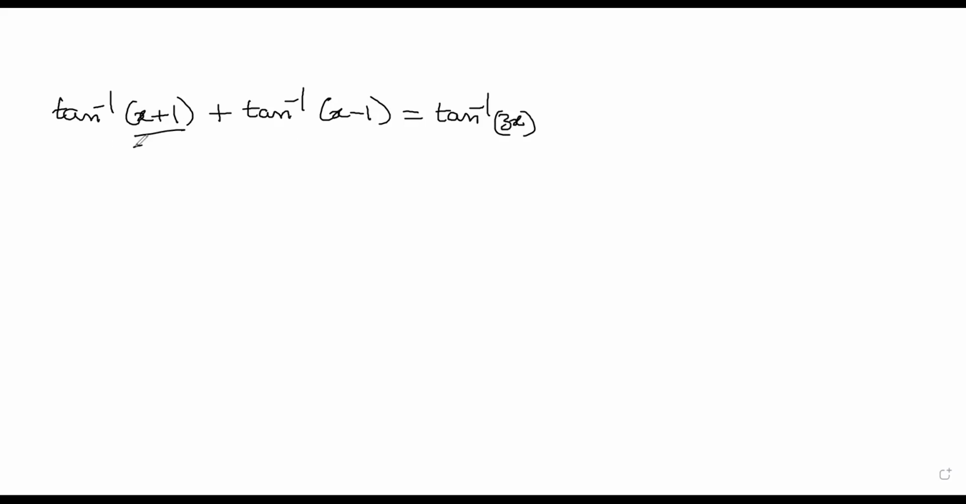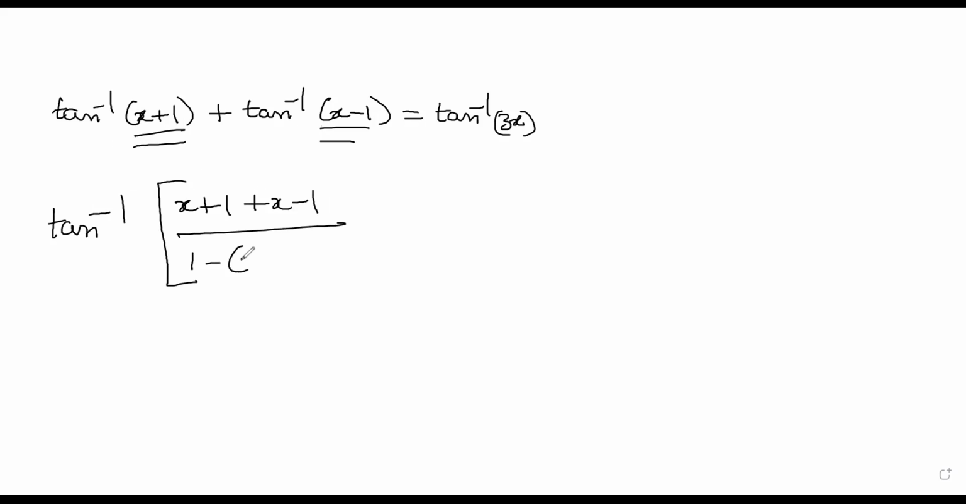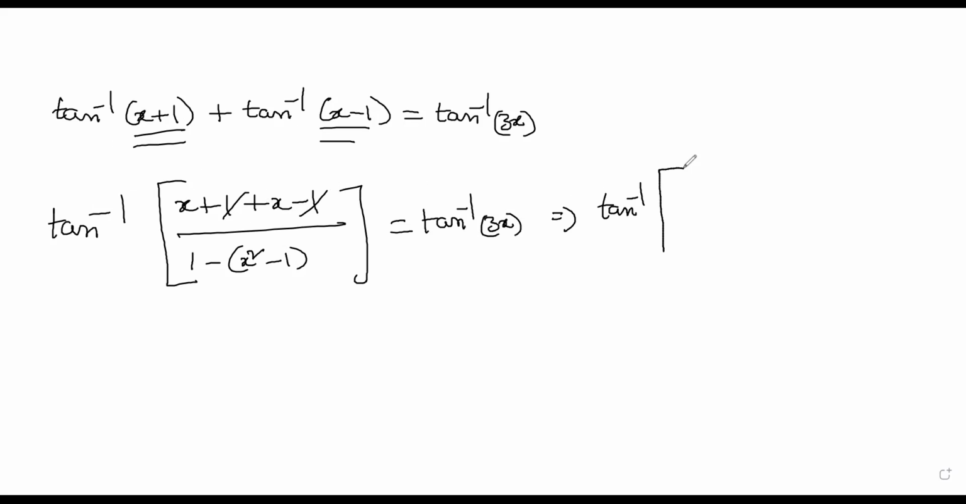So what is tan inverse x plus tan inverse y? You know that it is tan inverse of x plus y divided by 1 minus xy. So instead of x, x plus 1 is there, plus x minus 1, whole divided by 1 minus (x plus 1)(x minus 1), that is x square minus 1. That is equal to tan inverse 3x. And now you have tan inverse of 2x divided by, this becomes 2 minus x square in the denominator. So that is tan inverse 3x.